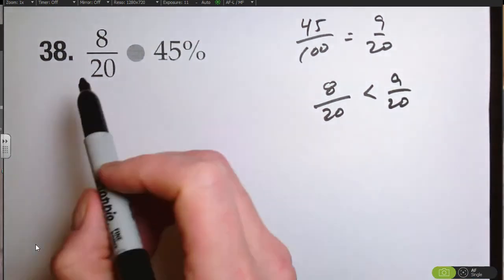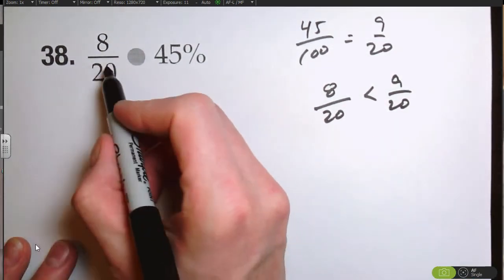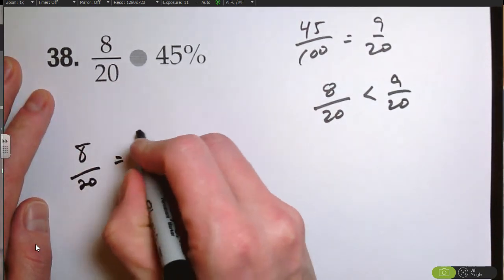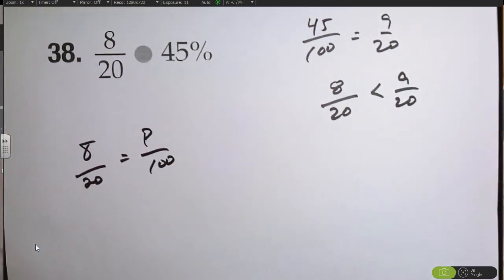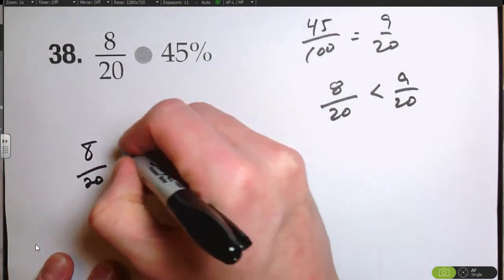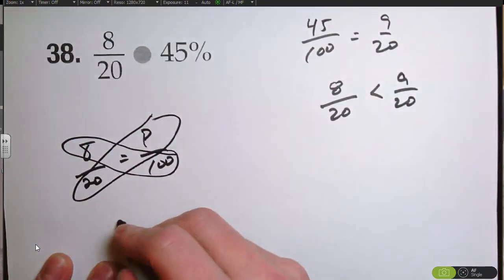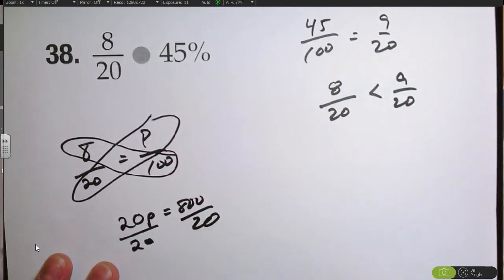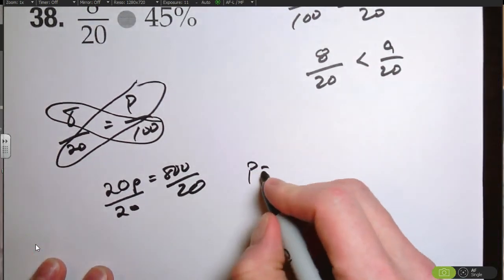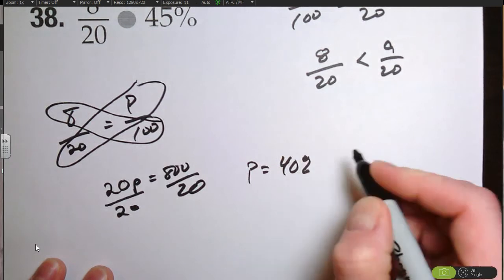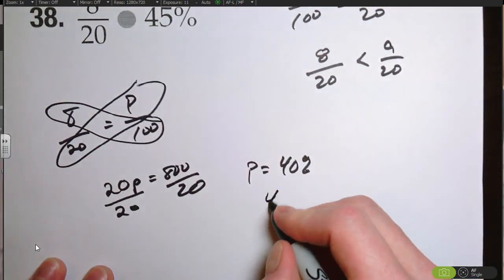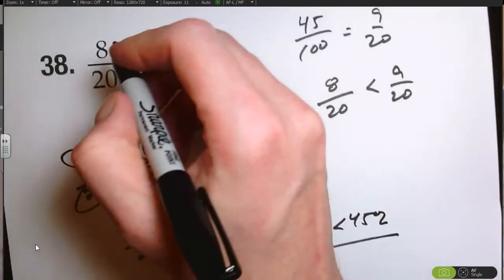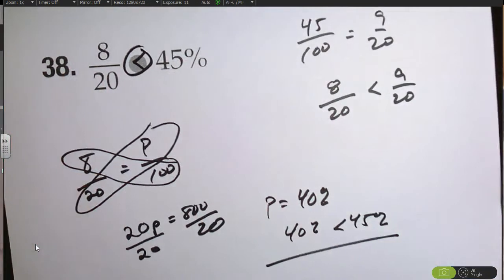Okay. Another way to do this would be to convert this to a percent. So we could say 8 over 20 equals the percent over 100. Cross multiply here. 20p equals 800. Divide by 20. That ends up reducing to p equals 40, which is 40%, and 40% is less than 45%. So either way, it should still be less than.